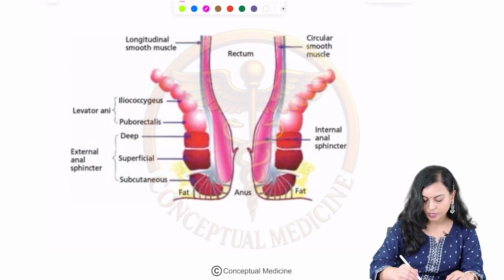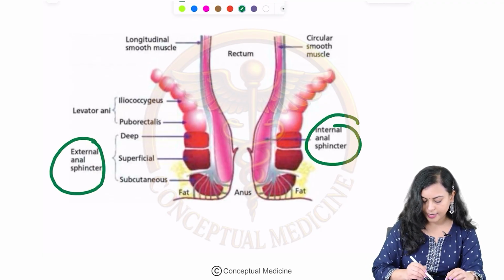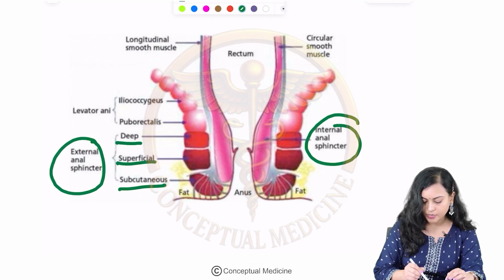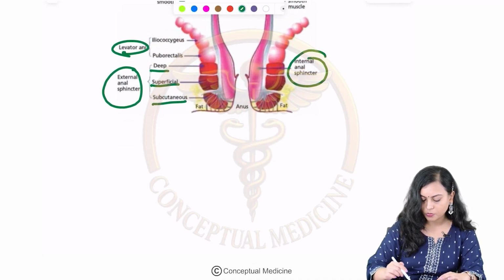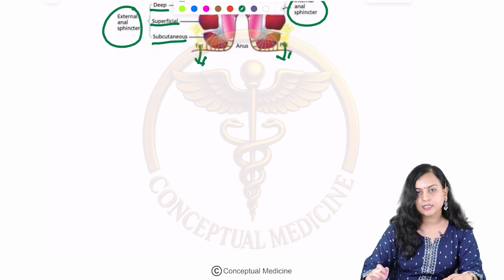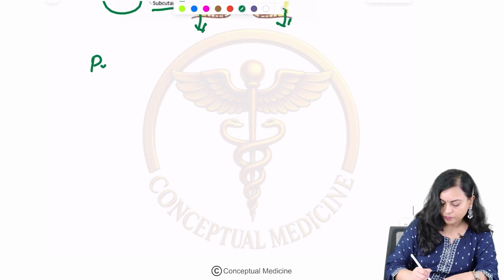So, this is the internal anal sphincter that is seen here. This is the external anal sphincter. It is further divided into a subcutaneous part, superficial and deep part. So, here we have the levator ani muscle. Okay. So, these are basically the ischiorectal fossa that is containing the fat. Okay. Now, we will see perineal body.